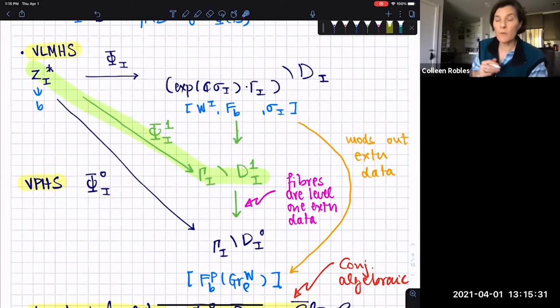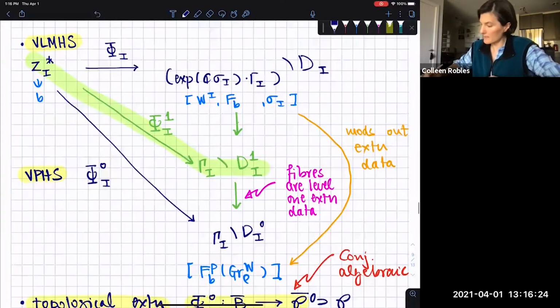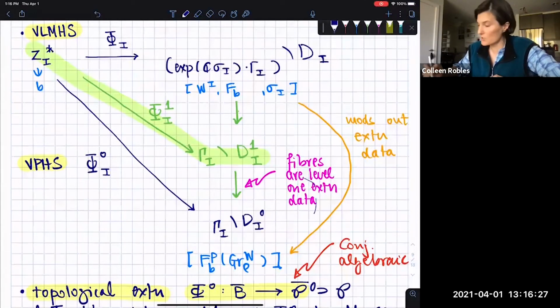So what I want to do is back up one step and be slightly less forgetful. I'm going to recover not all of the extension data, but all of the level 1 extension data, and then mod out everything of higher level. Now the nilpotent cone is level 2, so I still don't see it at this step, which is good and important. So this map is the one that I would like to discuss next. And for that, let me review what level 1 extension data is. So these are the fibers that we're picking up with this phi1.